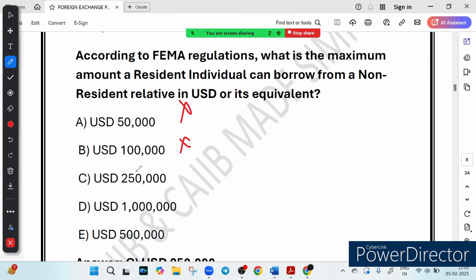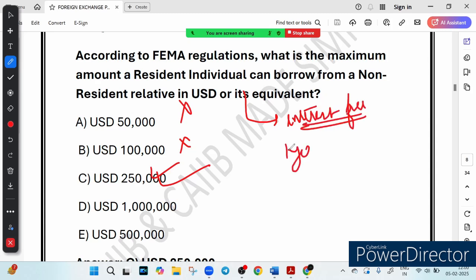Option C says $2.5 lakh. Yes, this is correct. FEMA allows a resident individual in India to borrow up to USD $2.5 lakh from a non-resident relative. And you should know that this loan must be interest free and have a minimum tenure of 1 year. You should know about it.